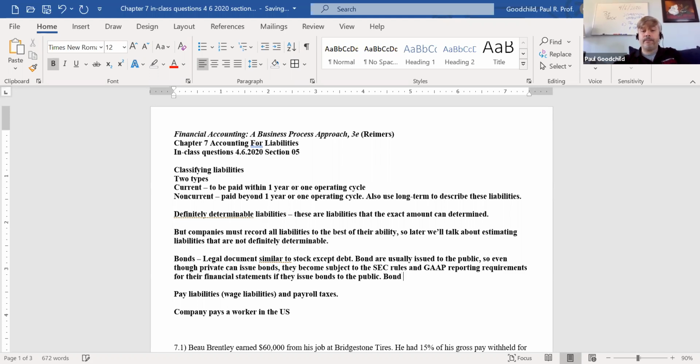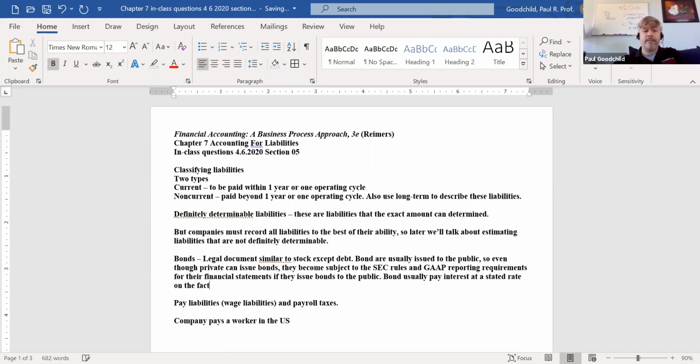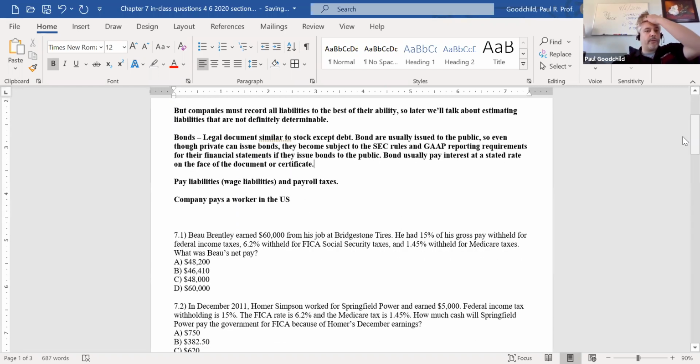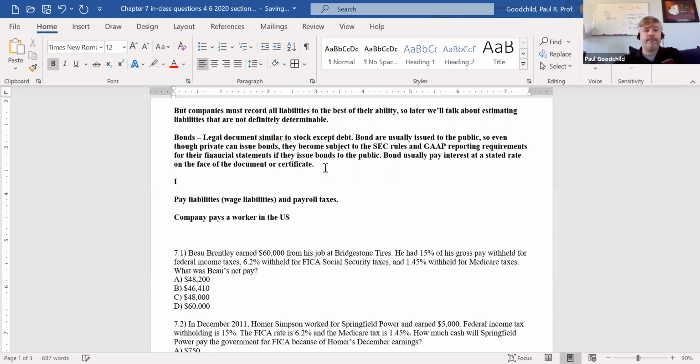Bonds usually pay interest at a stated rate on the face of the document or certificate. Okay. Now, we're also going to walk through the calculation of some of this. You'll remember, hopefully, that interest is principal times rate times time. And so we'll be using that.